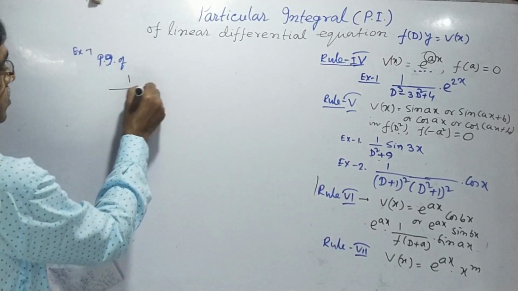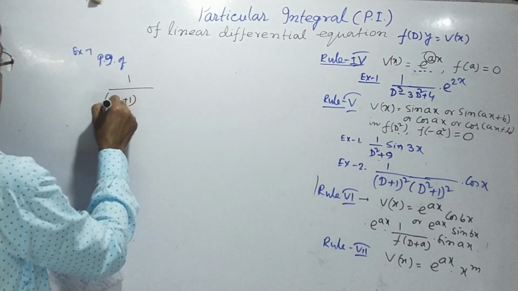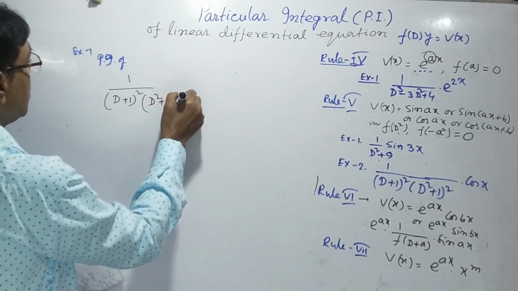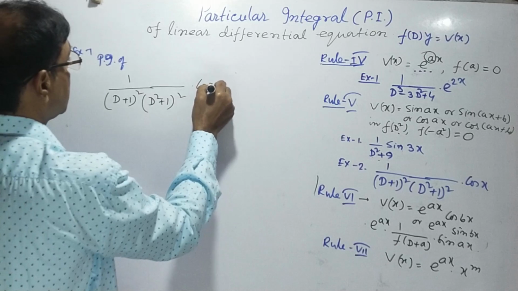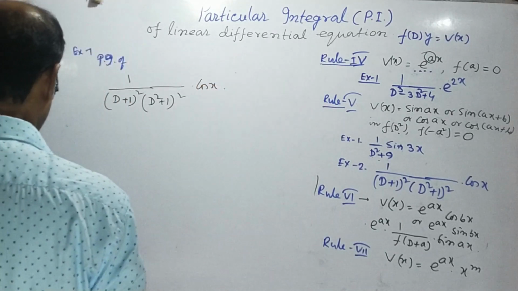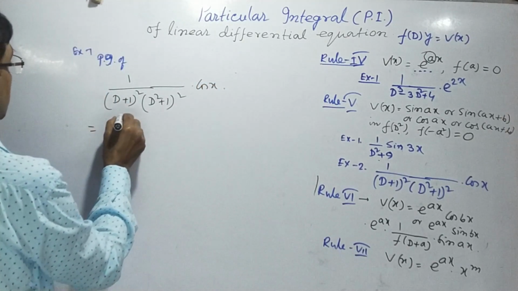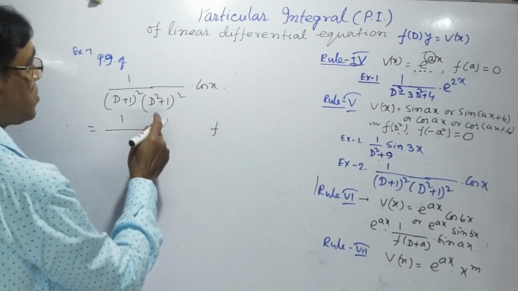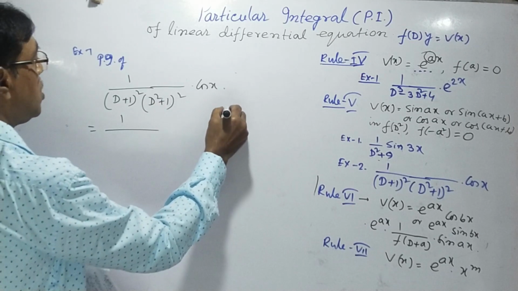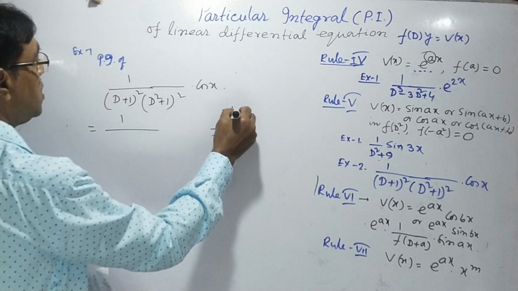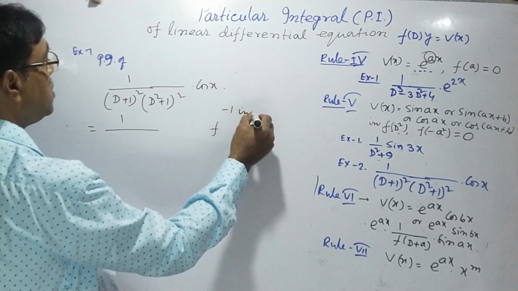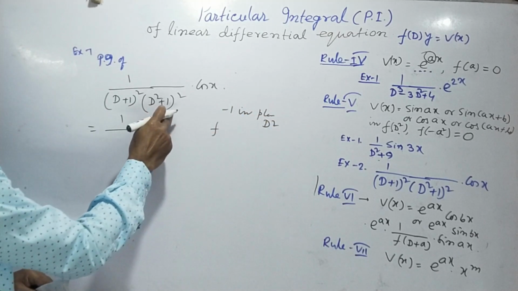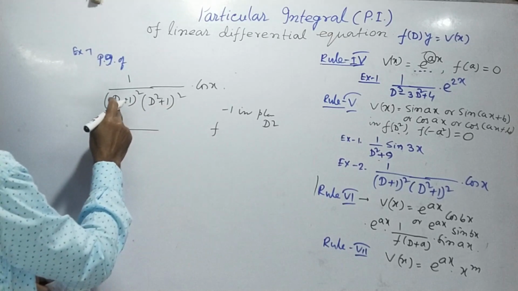Now for example 2: 1 by d plus 1 square into d square plus 1 third square into cos of x. Now this is equal to 1 by d plus 1 third square. Here f of, put d square equals minus 1 in place of d square. So this will be 0.